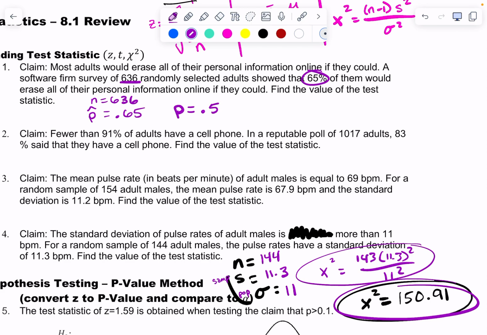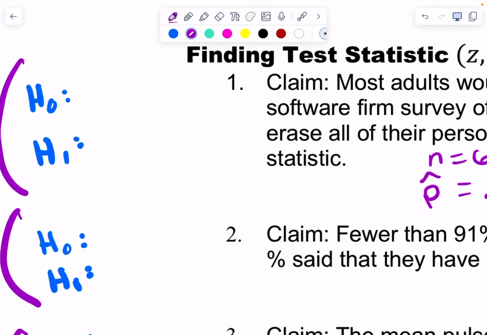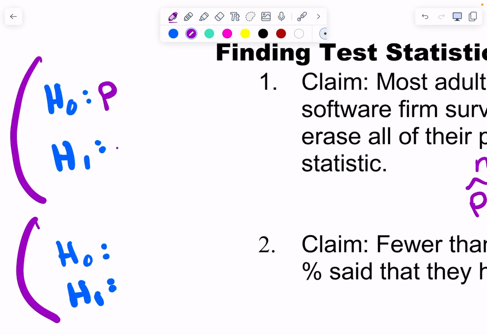We're comparing most. Okay, so we are claiming that most adults would erase, okay? Most means what? Majority, more than half, right? Okay, so we're talking about P, proportion over here when we're doing our hypotheses.